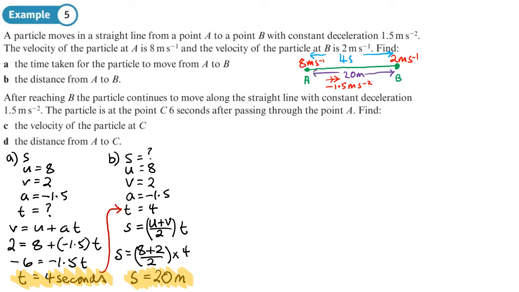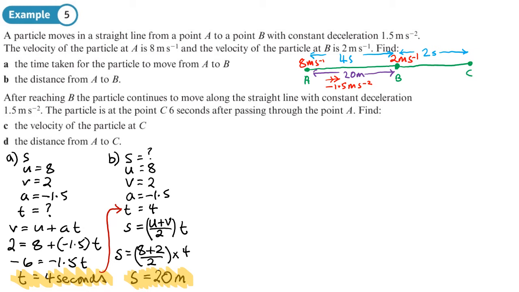Right, that might be useful for the next bit. So before we get to part C, it says after reaching B, the particle continues in a straight line with constant deceleration 1.5 meters per second squared. The particle is at point C 6 seconds after passing through point A. Find... right, let's add this. So it continues to C. Now what it's saying is that it takes 6 seconds from A to get to C. So actually this portion of the journey here is 2 seconds. And we want to find the velocity here.